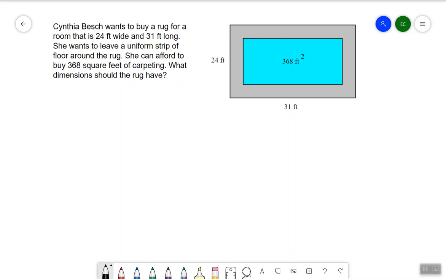And so the rug is here in blue, and the entire room includes the gray strip around the edge of the rug. And the key idea is that the strip is uniform. The strip of floor is uniform all the way around the rug. We don't know how wide that strip is, and so we're just going to call it X. And it's the same on all four sides of the rug.